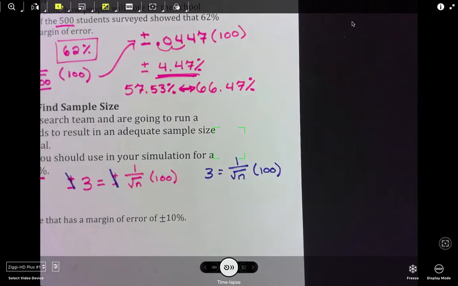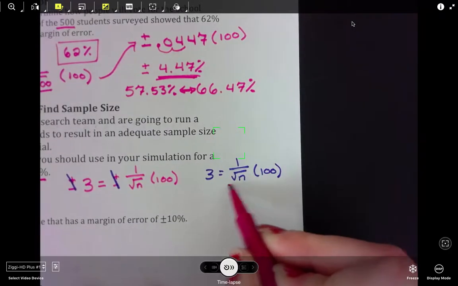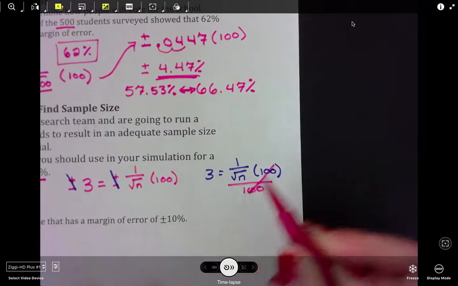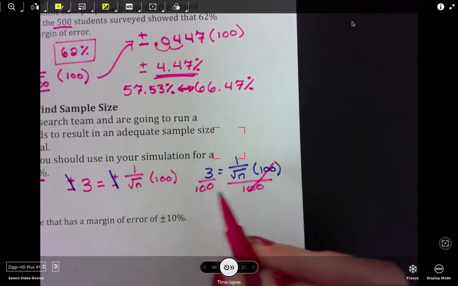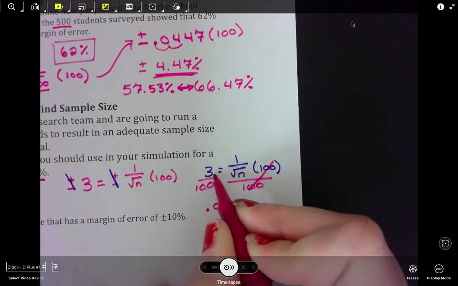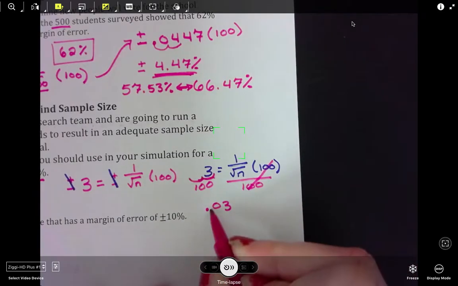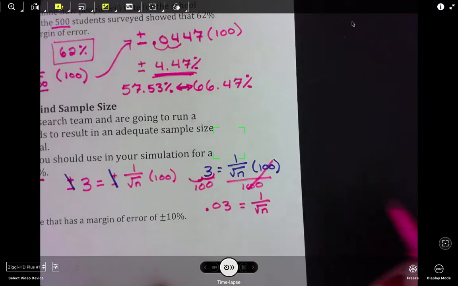Then I've got to decide in my order of operations what I'm going to do next. This 100 over here, I can divide both sides by 100. That's going to be my next step. 3 divided by 100 is like moving the decimal in the opposite direction. You can do it in your calculator, or you can mentally move the decimal 2 places. 0.03 is equal to 1 over the square root of n.